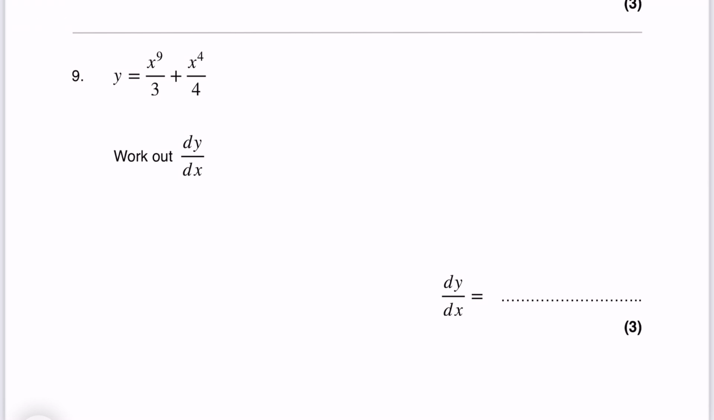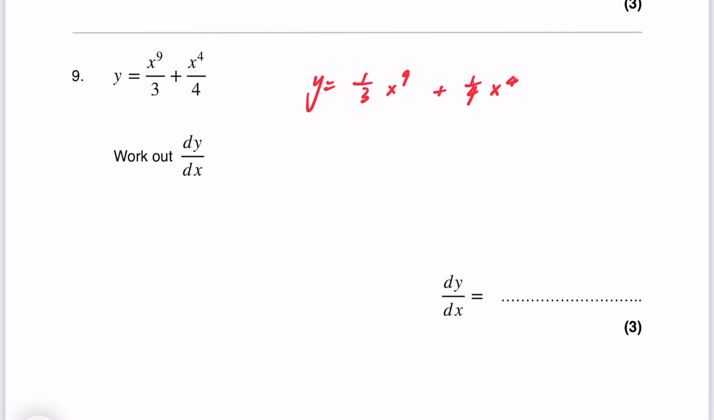Question 9 is very different from all the questions that we have seen before. We start to have fractions in the equation. And my suggestion here is let's rearrange it in a way that we are familiar with, shall we? y equals 1 over 3 times x to the power of 9 plus a quarter times x to the power of 4 is equivalent to what we got before, but we are just more familiar with this.